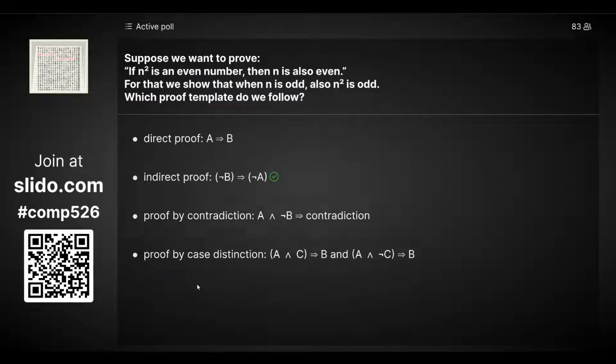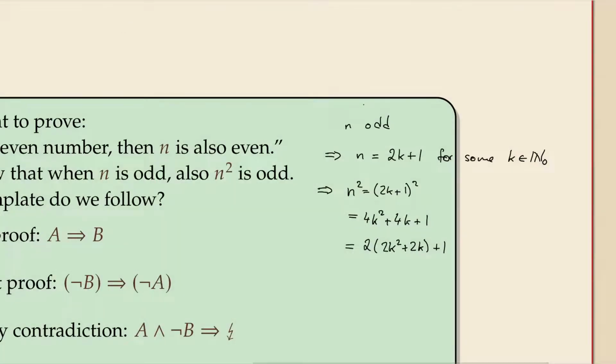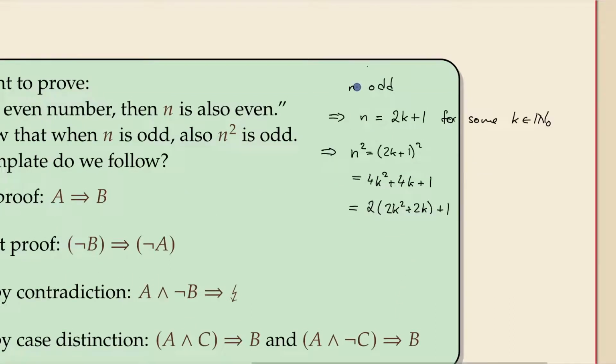So it's an indirect proof if we do this. I thought it's helpful to actually do the full proof, just to show you a quick example. It's not a super important statement for algorithms, but well. If n is odd, that means we can write n as 2 times k plus 1 for some natural number k. That's the definition of odd at the end of the day, depending how you formulate it. This N0 is just the natural numbers 0, 1, 2, and so on.